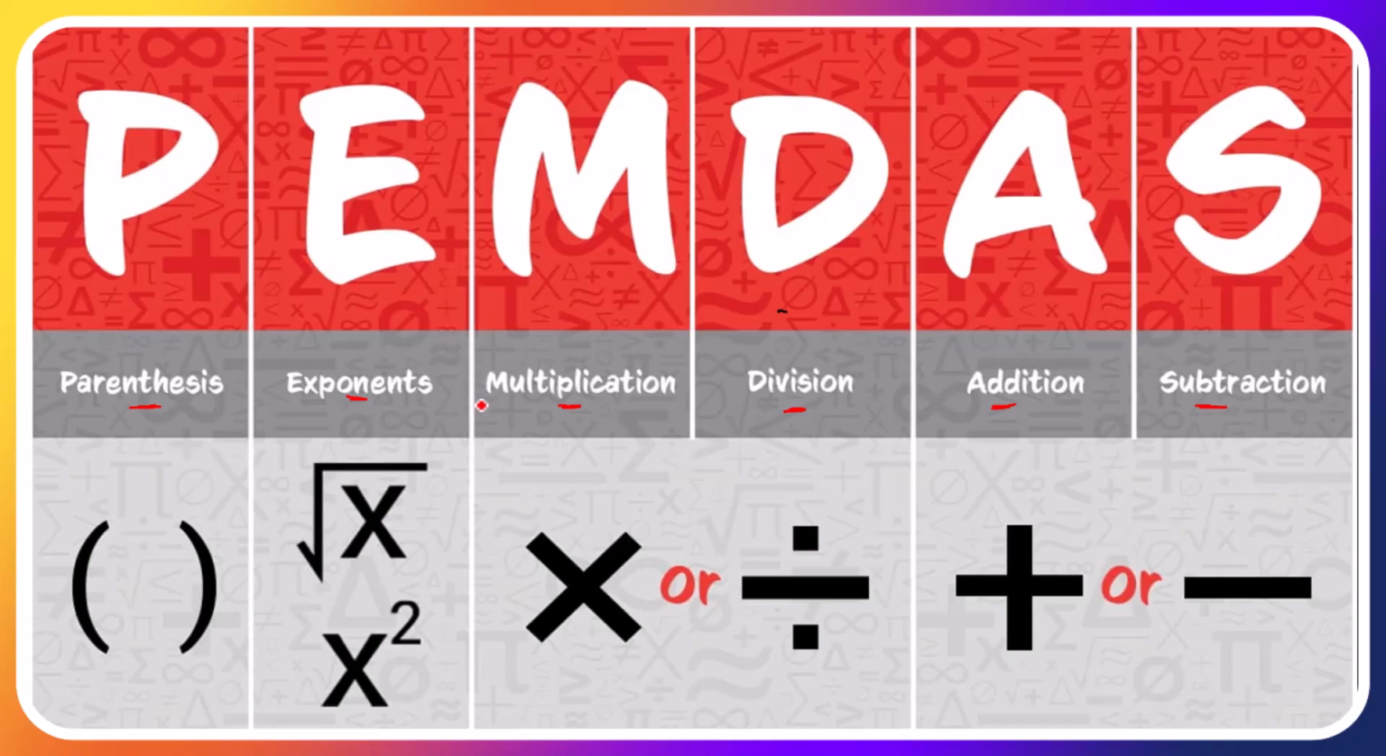Now, where is PEMDAS currently used? PEMDAS is used in the United States of America, and this is also an order of operation. Now, countries like Australia, Ghana, Pakistan, and some other countries use a certain order of operation called BODMAS.